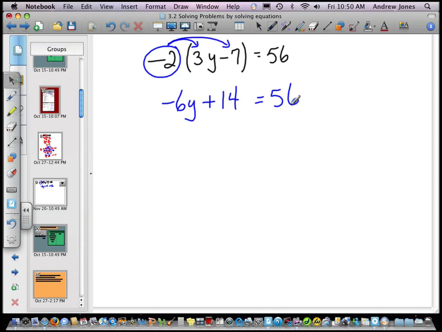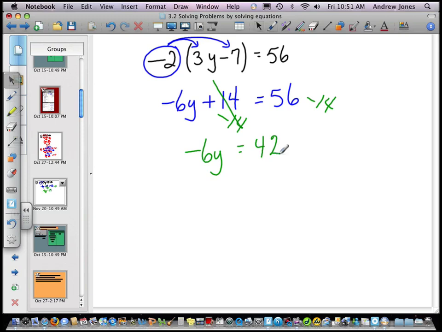How do we get rid of the 14? The opposite of a positive 14 is a negative 14. If we do it on one side, we have to do it on the other side too. These two will cross out. Negative 6y equals 42. We have to get rid of our coefficient now.